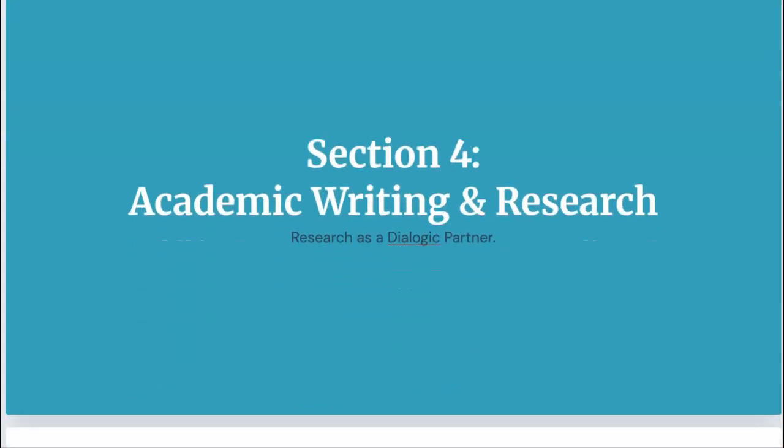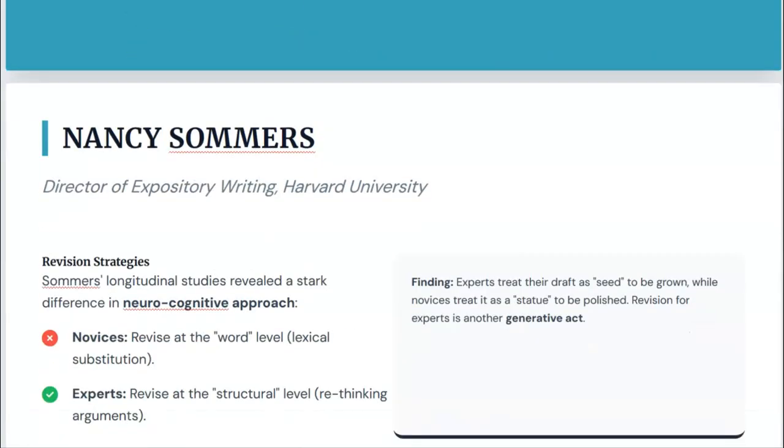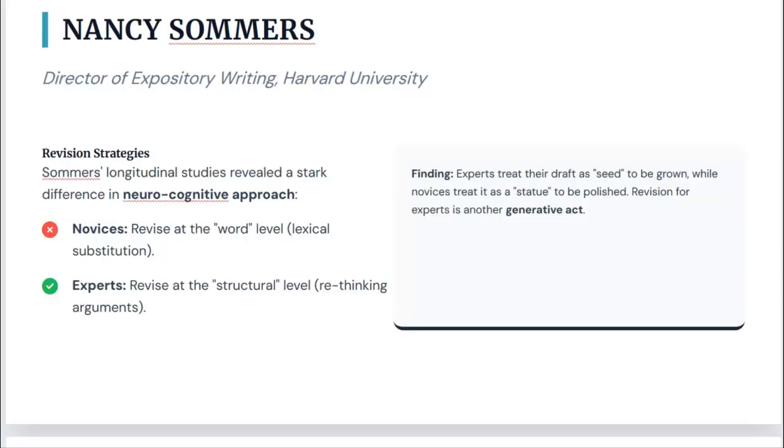Okay, so academic writing research. Consider research as a dialogic partner. Bakhtin talked about the dialogical imagination. He basically said that you speak to and talk to the voices of the past, your forebears, your articles, your authors.